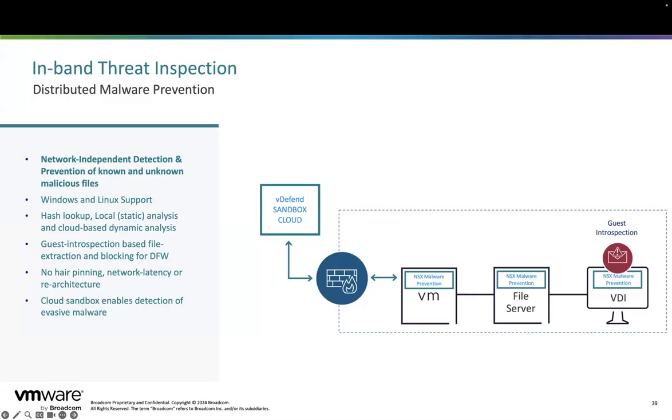Guest introspection is based on file extraction and the blocking for distributed firewall. Because it's in the hypervisor, there is no hairpinning. We've reduced network latency significantly, and there's no need to re-architect the network to be able to capture this information. The cloud sandbox, more on that in a second, enables detection of evasive malware, even if it hasn't been seen by something on the local host.